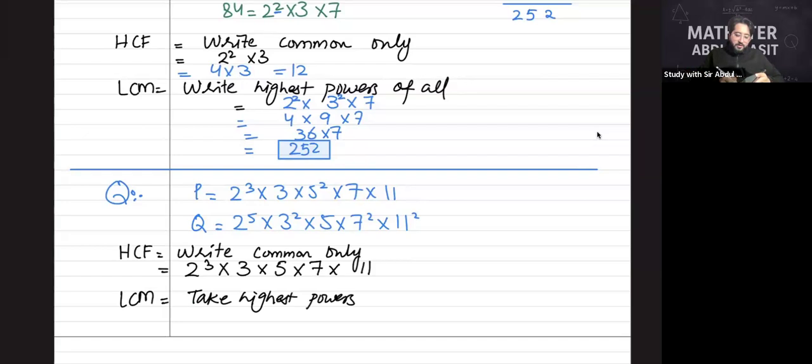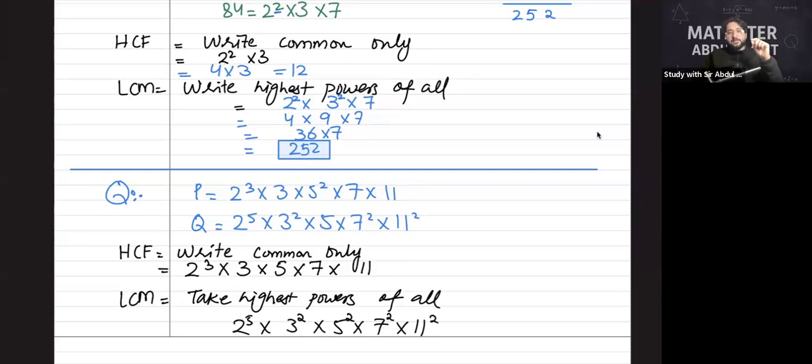Guys, can you see that we have 2, 3, 5, 7, and 11? These are the integers which are present in the prime factorization of these two numbers. So the highest power of 2 is 5, the highest power of 3 is 3 square, the highest power of 5 is 5 square, the highest power of 7 is 7 square, and the highest power of 11 is 11 square. So that is what my final answer is.